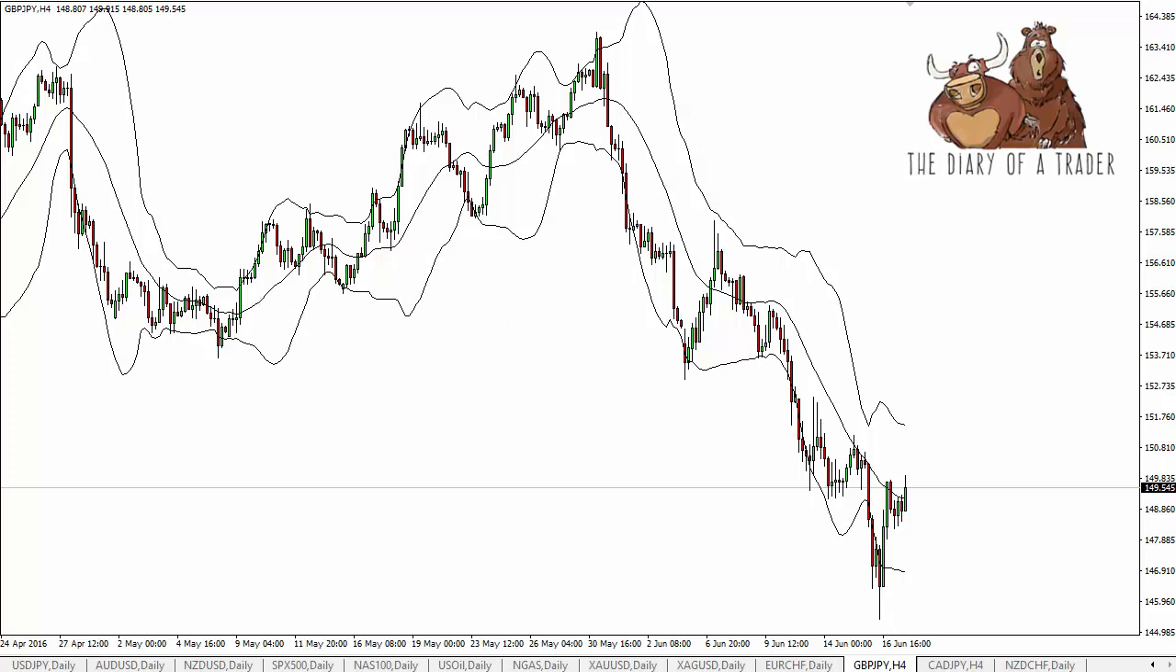So in other words, we break down through here, you can see that is more than 2 standard deviations away. We did go back to the norm. Very short-term signal, not a major one.